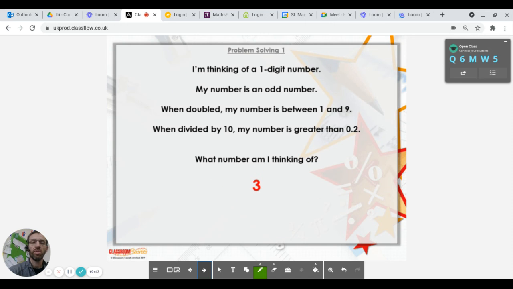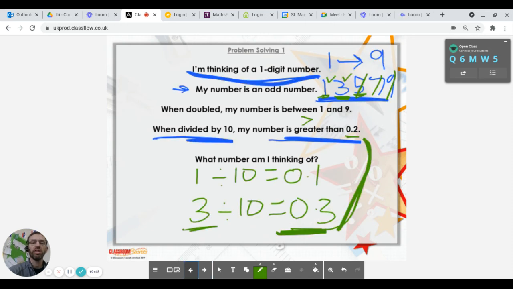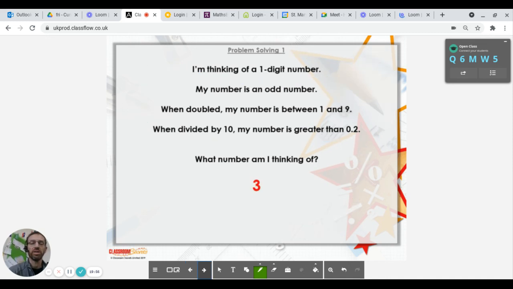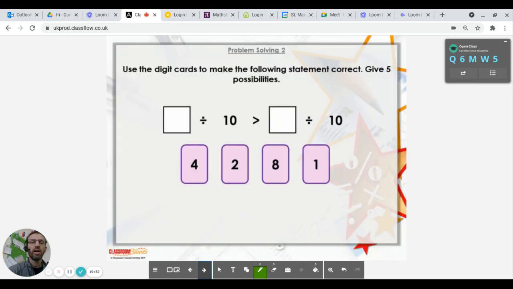So if you get a problem like that, remember to read it twice. First of all, read the whole thing twice. Then start at the top and make notes, like I made notes here. What might the answer be? What are the possibilities?